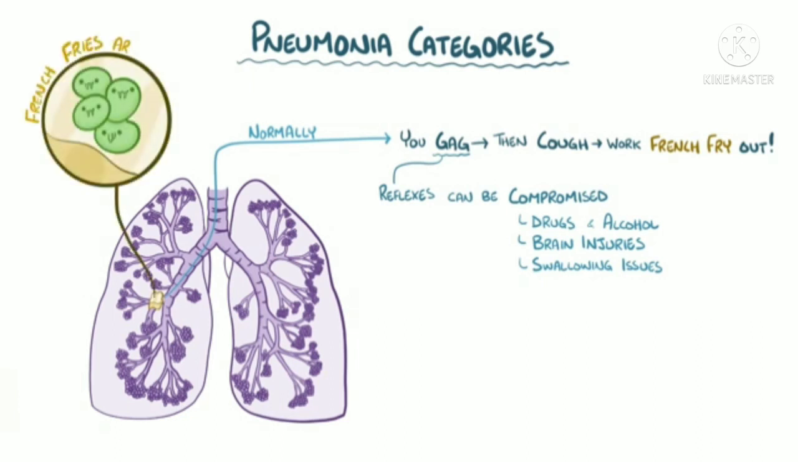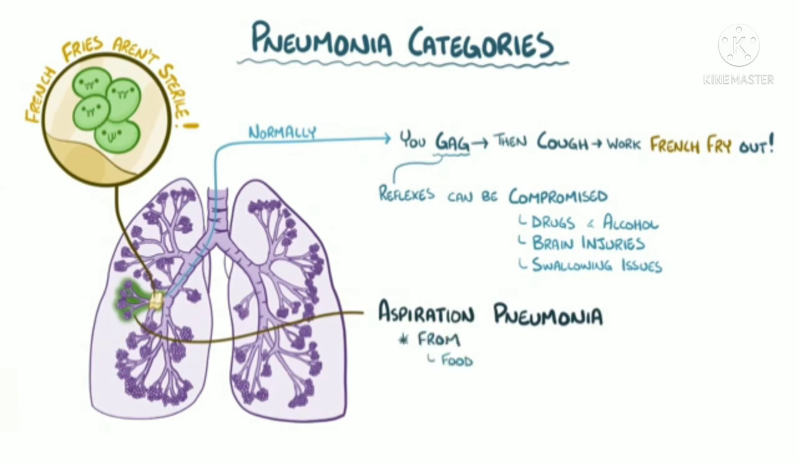Now, of course, that French fry isn't sterile, and there might be some microbes stuck to it. If those microbes infect the lungs and you get pneumonia, we would call that French fry pneumonia. Nope, just kidding, it's called aspiration pneumonia. Aspiration pneumonia can also happen with drinks or even gastric contents, like after a bout of vomiting. Aspirated gastric contents can be particularly nasty because the stomach acid can cause a chemical irritation in addition to the possible infection.